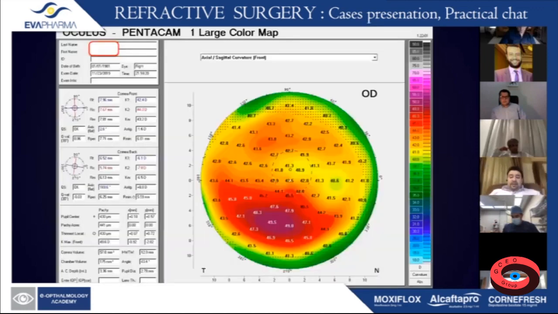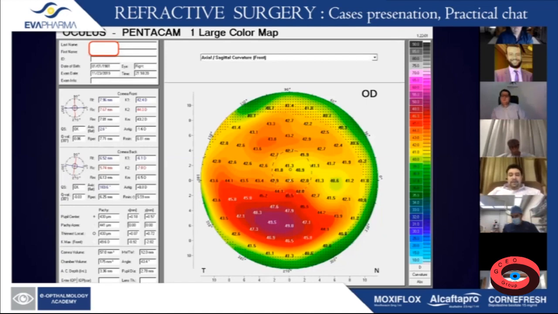There is an elevated area, inferior. Of course, you should be suspicious. This could be an ectasia. The surgeon who performed this case diagnosed it as post-LASIK ectasia and referred it to me.